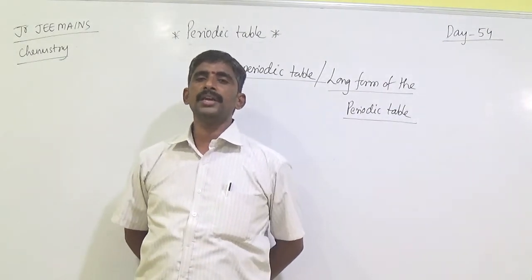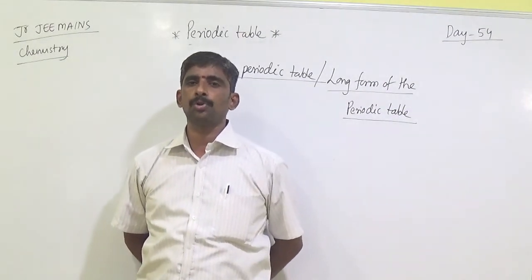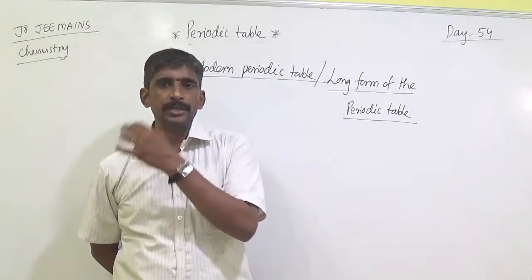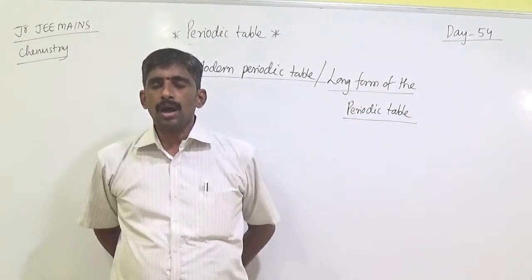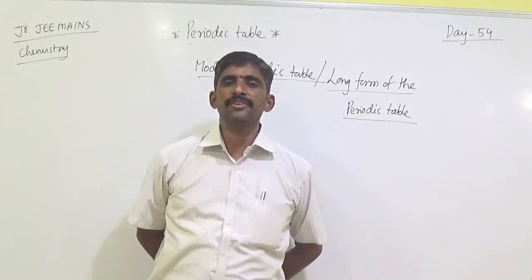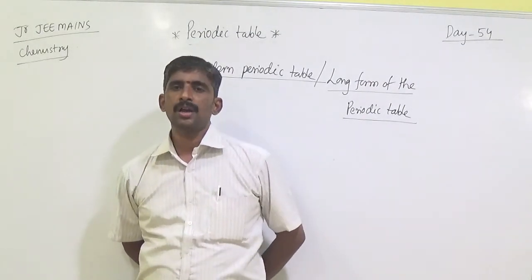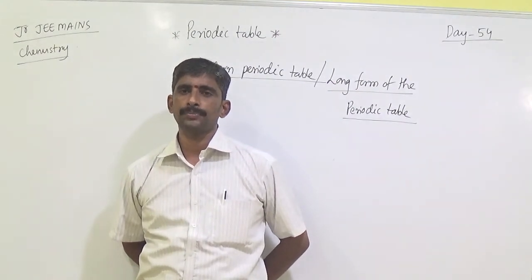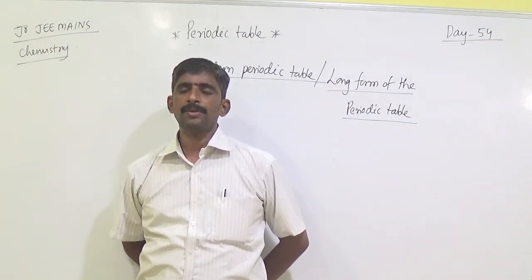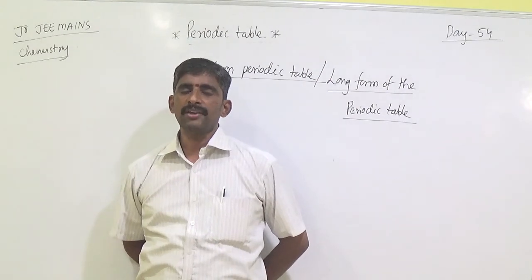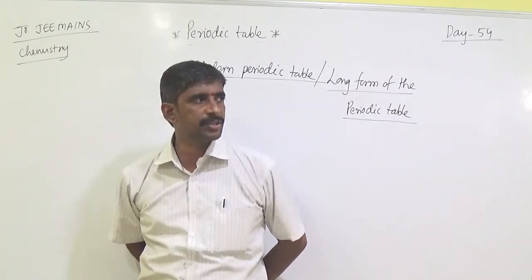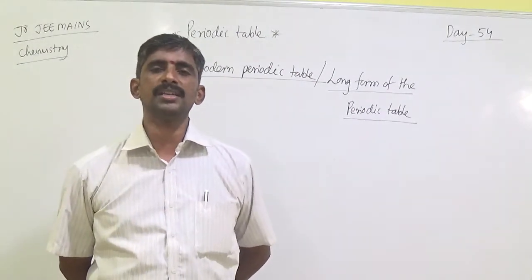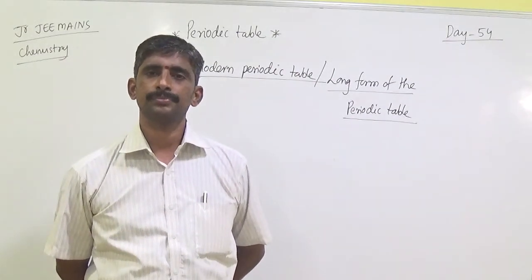The long form of the periodic table was constructed by Niels Bohr. It contains 7 periods and 18 groups. Horizontal rows are called periods, vertical columns are called groups. Every period starts with alkali metals and ends with noble gases.